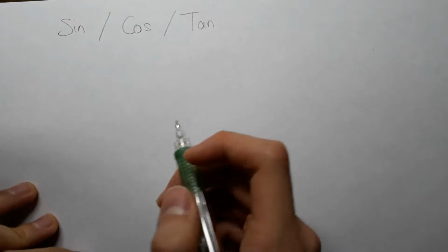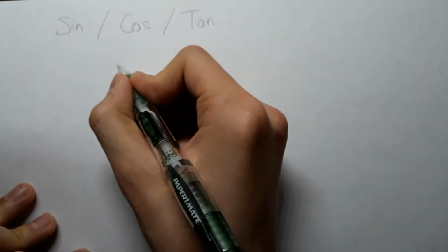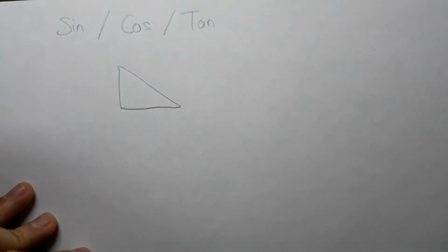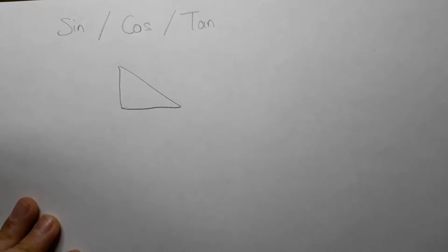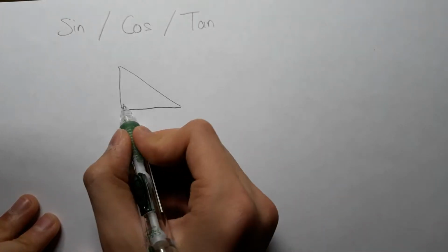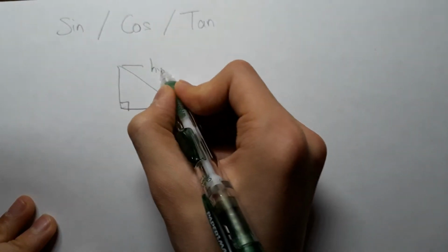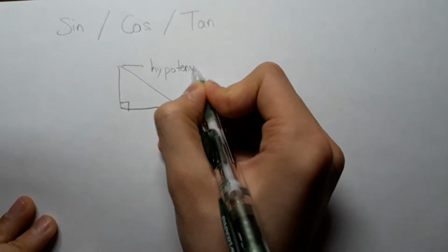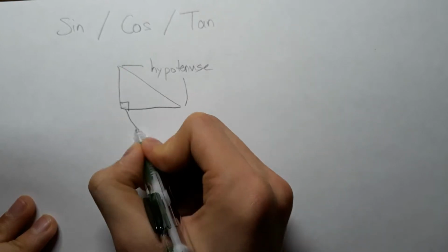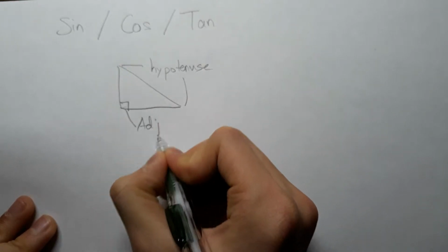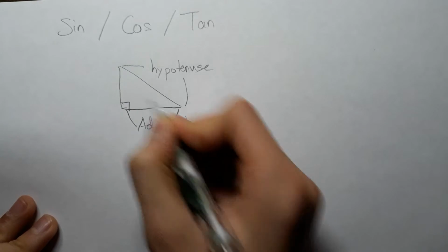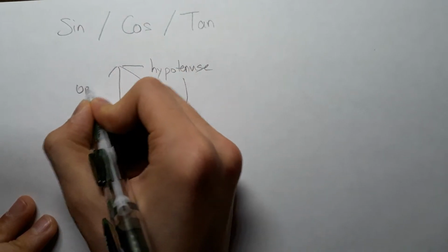Okay, today we're going to talk about sine, cosine, and tangent. We can get the value of sine, cosine, and tangent in a right triangle, and this is called the hypotenuse, and this is called the adjacent, and this is called the opposite.